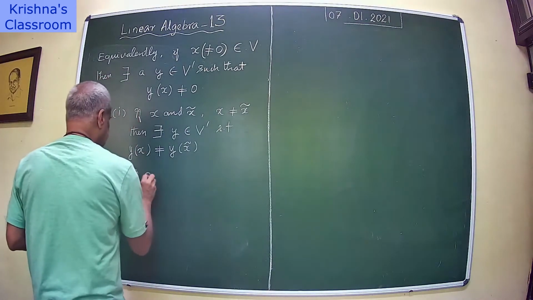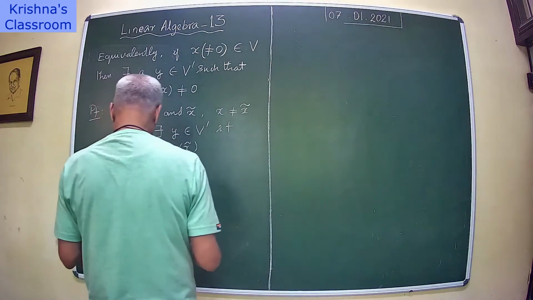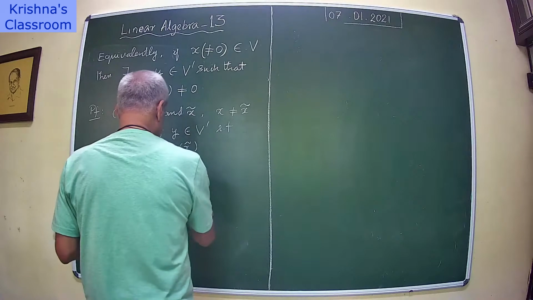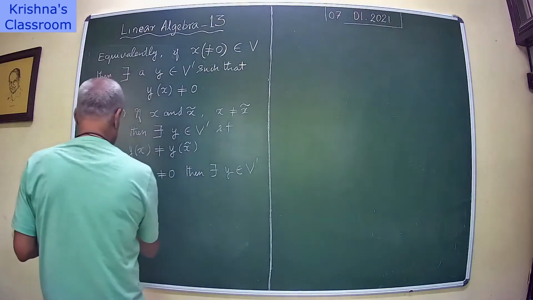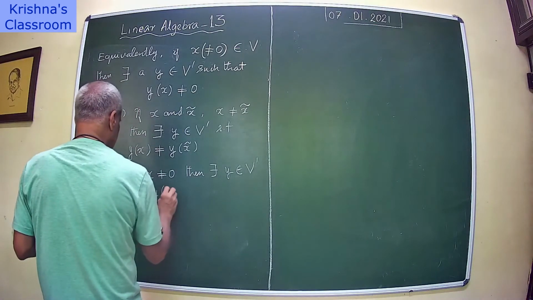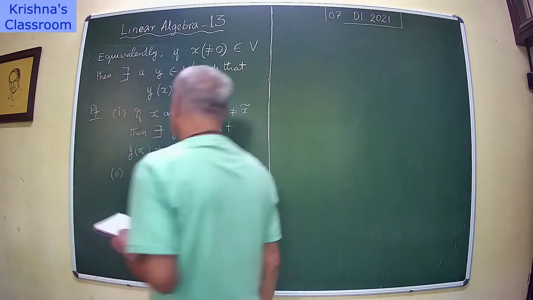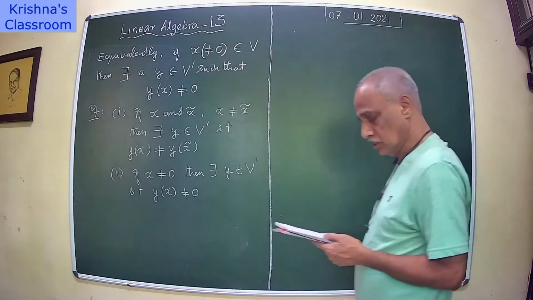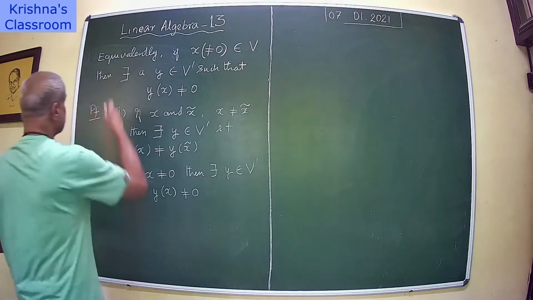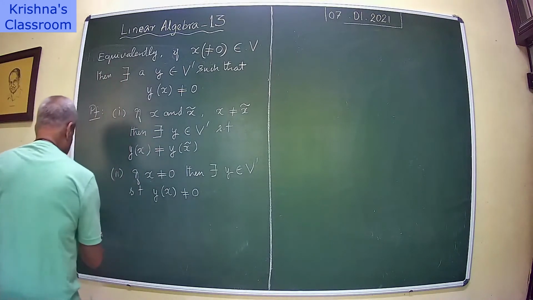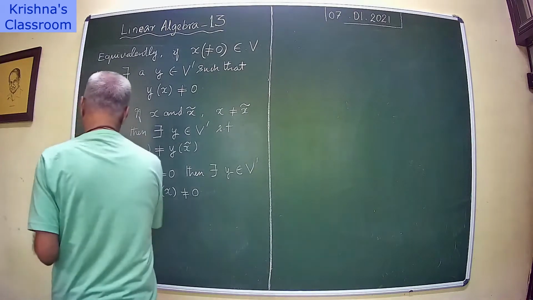If x is not equal to 0, then there exists a y belonging to B prime such that... So we first give the proof of 1 implies 2, and that is what you mean by proving the equivalence. So we prove 1 implies 2. That's the first part.